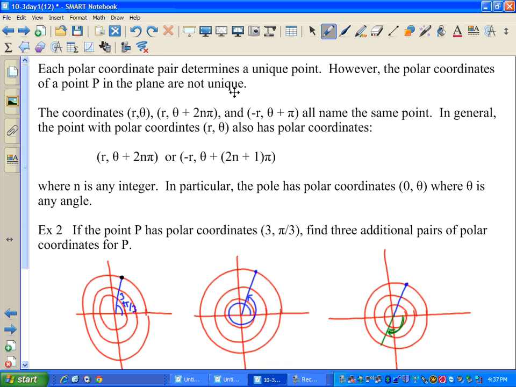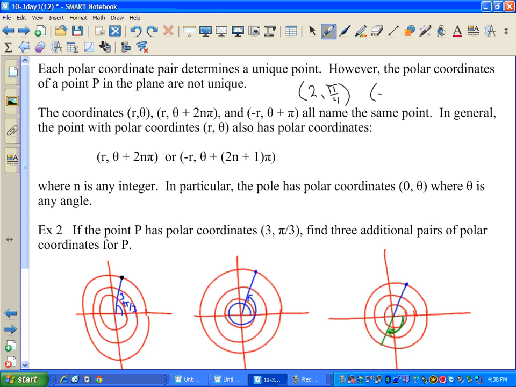Each polar coordinate pair determines a unique point. So once you determine an r, for example, maybe a radius of 2 and pi over 4, that is a unique point. There's only one point that satisfies those two conditions. However, the polar coordinates of a point P in the plane are not unique, meaning I can mark this same point by using different coordinates.